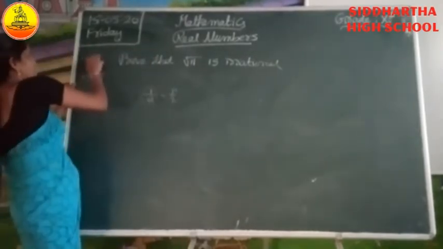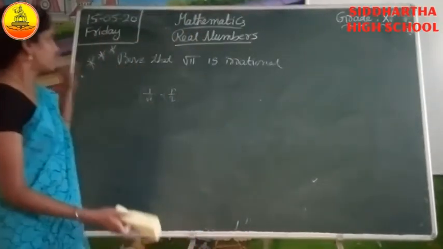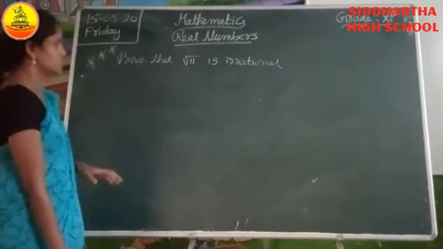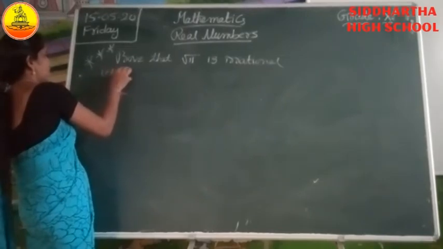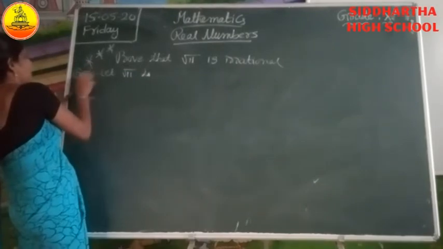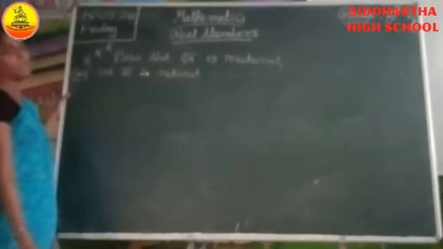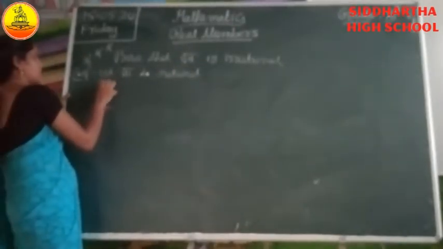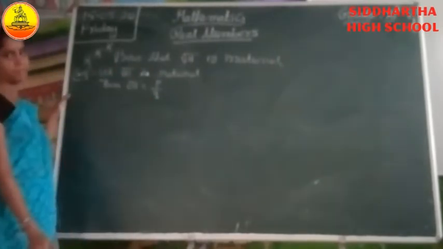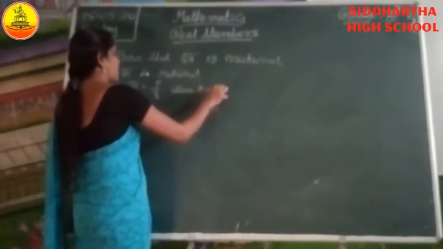This type of sum is also very important for 4 marks. So whenever any non-perfect square is given under the root, how to solve this sum? Okay, so what we have to do? Let root 11 be rational. Let us think that it is a rational number. If it is a rational number, then root 11 is equal to p by q, in the form of p by q, where p, q are co-primes.